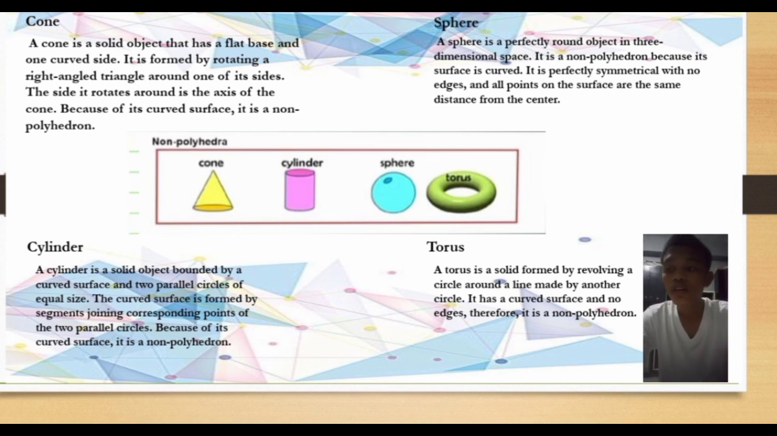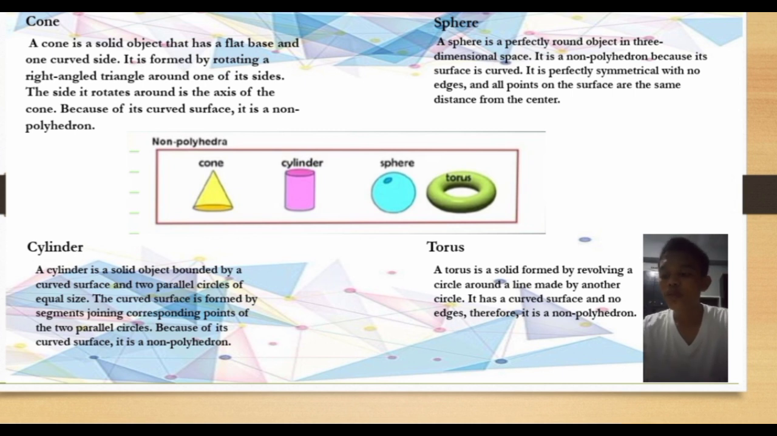Cylinder. A cylinder is a solid object bounded by a curved surface and two parallel circles of equal size. The curved surface is formed by the segments joining corresponding points of the parallel circles. Because of its curved surface, it is a non-polyhedron.